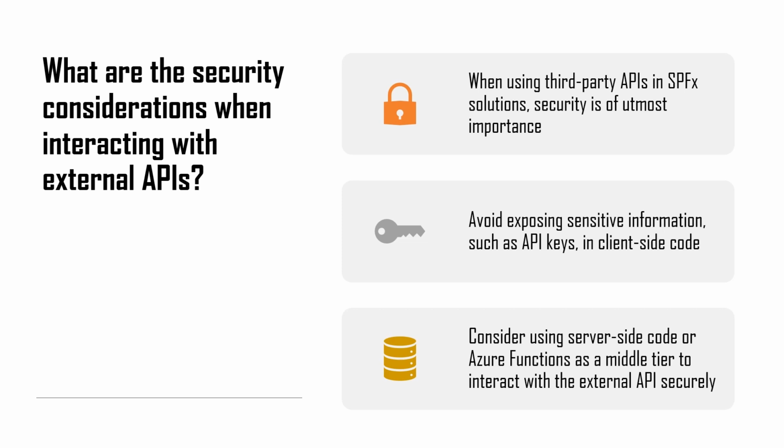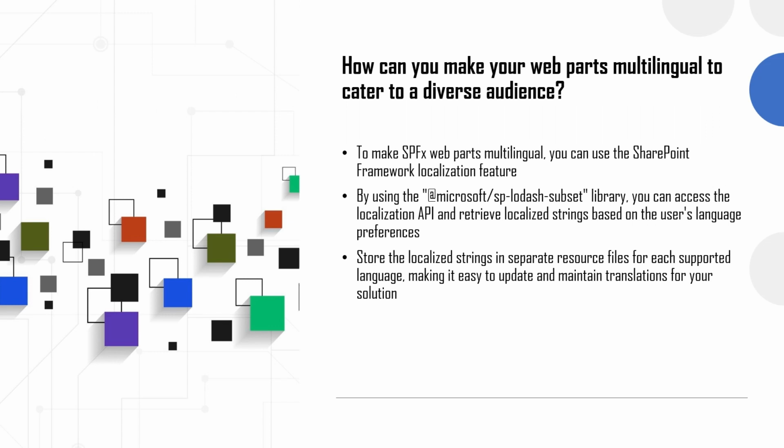How can you make your web part multilingual to cater to a diverse audience? To make SPFx web parts multilingual, you can use the SharePoint Framework localization feature by using the @microsoft/sp-loader library. You can access the localization API and retrieve localized strings based on the user's language preferences. Store the localized strings in separate resource files for each supported language, making it easy to update and maintain translations for your solution.